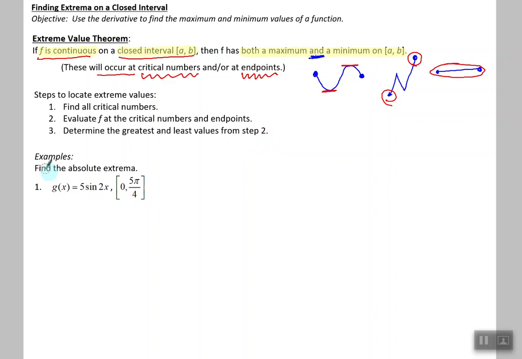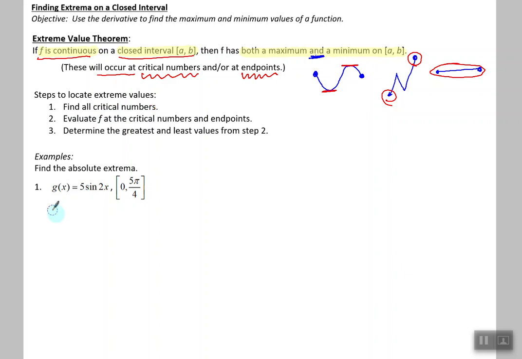Let's do an example. Find the absolute extrema, so the absolute maxes and mins. I have a function g of x equals 5 sine of 2x on the closed interval 0 to 5 pi over 4. The first thing we will do is find all of the critical numbers.